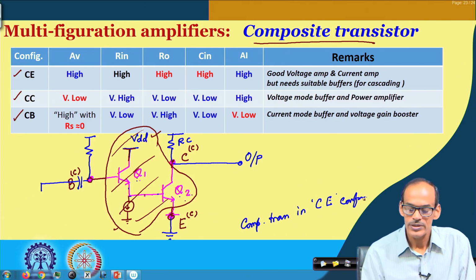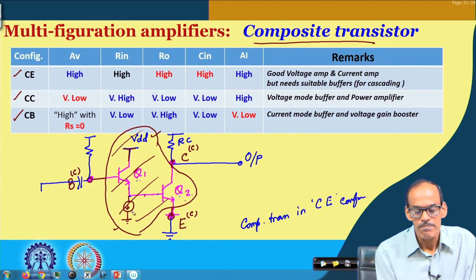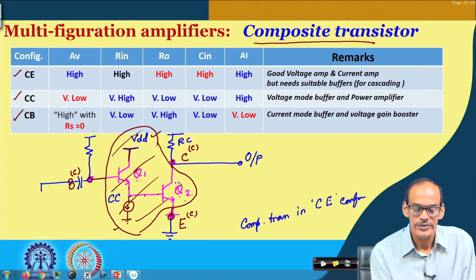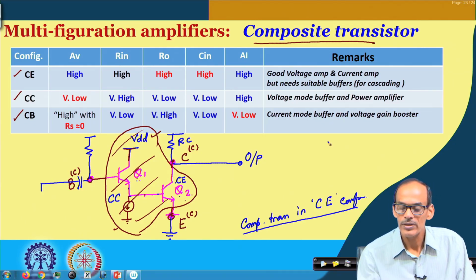Now, if I put this in CE configuration, internally what we have obtained is this is a CC stage and this is a CE stage. So, we can say that if the composite transistor is in CE configuration, it makes CC followed by CE.